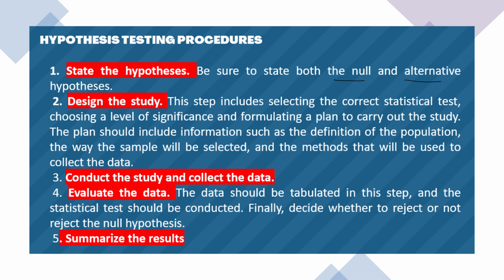Third one is conduct the study and collect the data. And the fourth one is we need to evaluate the data. The data should be tabulated in this step and the statistical test should be conducted. Finally, decide whether to reject or not to reject the null hypothesis. And next is summarize the results.